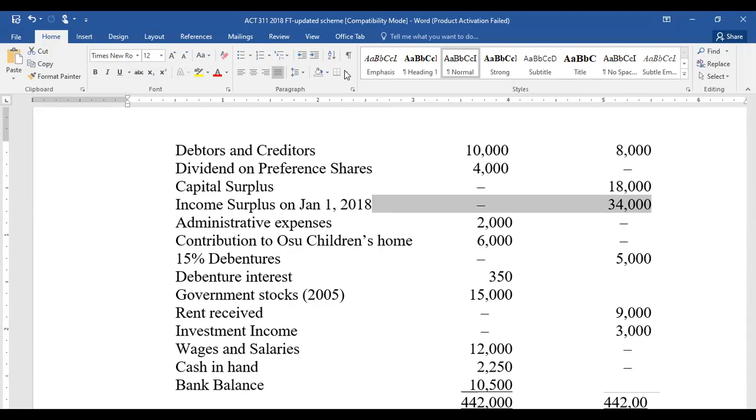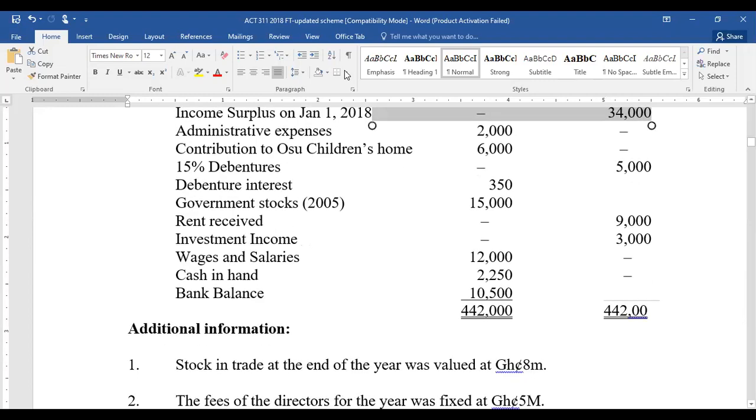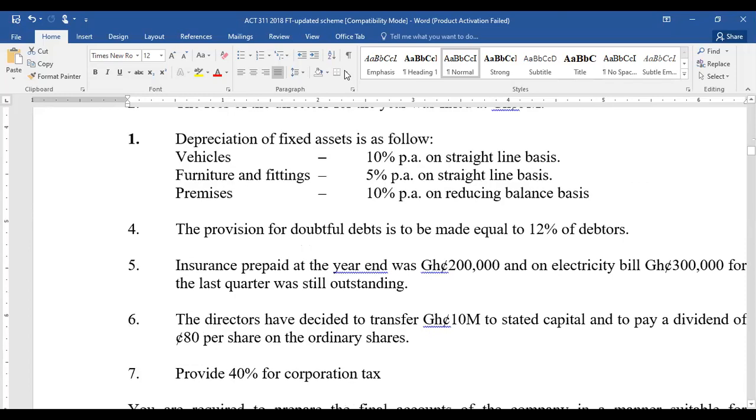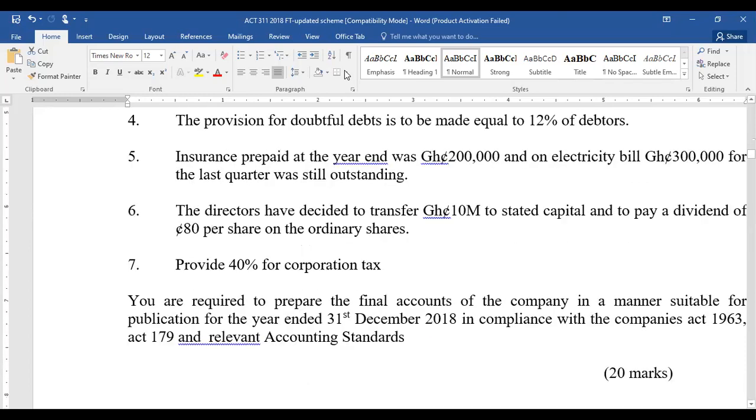You said you had what total? How much? 52,750. Okay, all right, that's it. Then you look at transfers and dividends. So go to the footnotes.